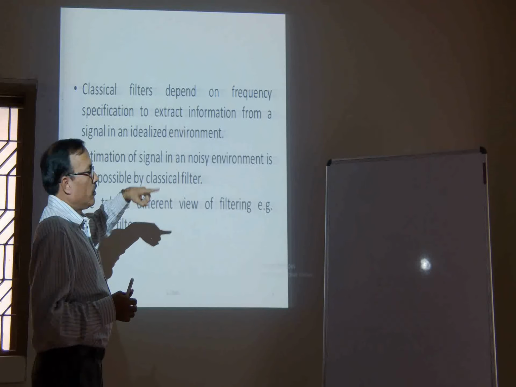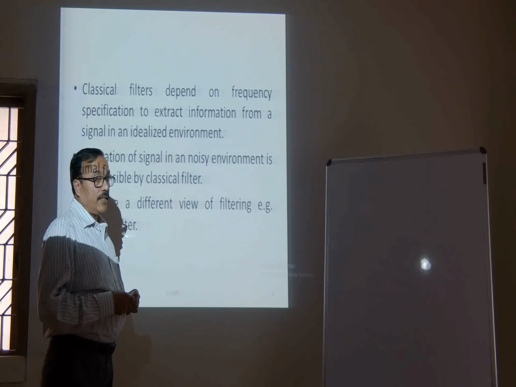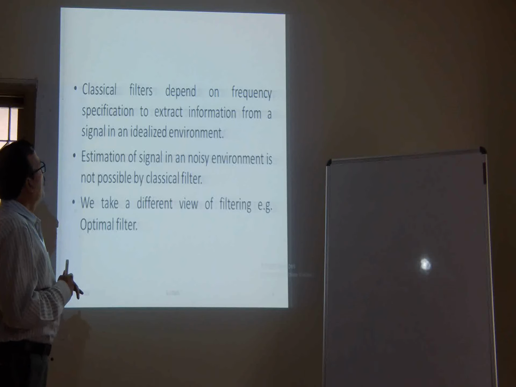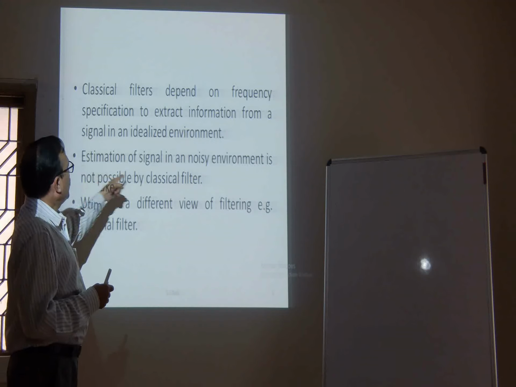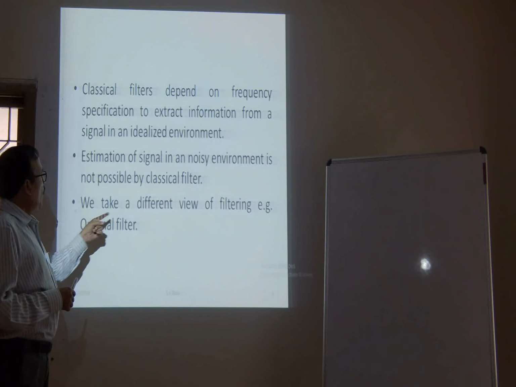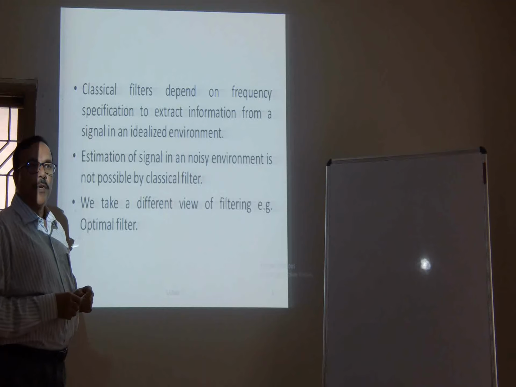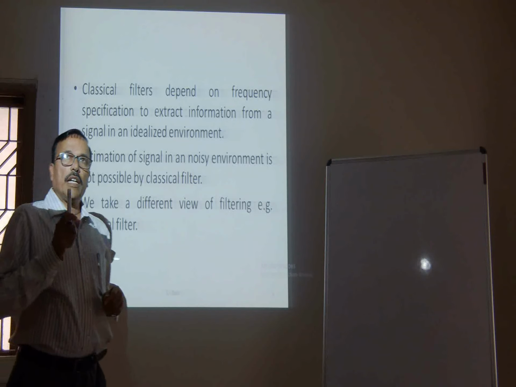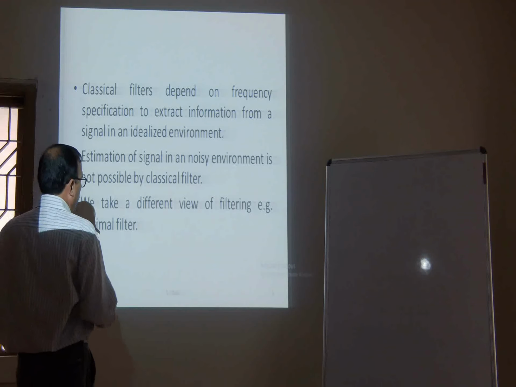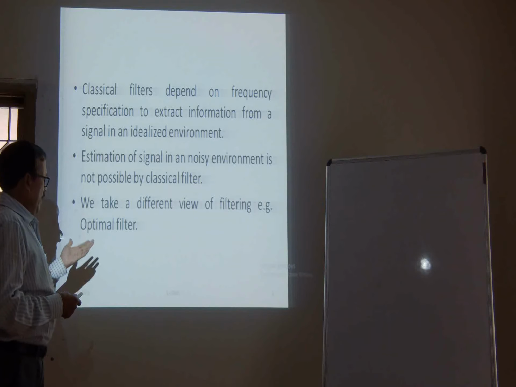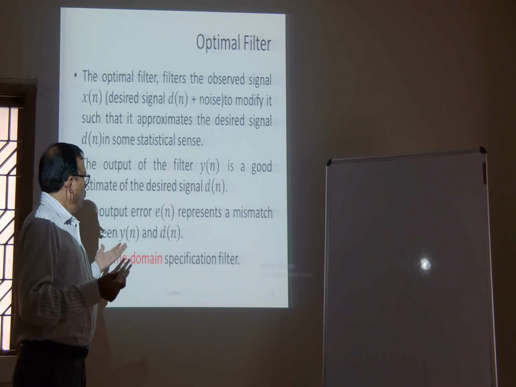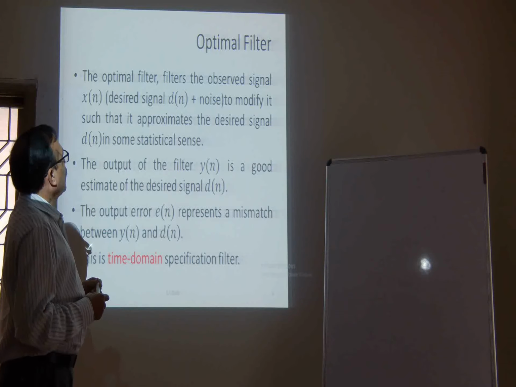If there is noise, it is difficult, and if the SNR is very low, then it is impossible to estimate the desired signal. So estimation of signal in a noisy environment is not possible by a classical filter. So we take a different view of filtering, that is optimal filter. Because the classical filters cannot estimate the desired signal in the noisy environment, we are taking a different filtering technique, that is optimal filter. And the Wiener filter belongs to the optimal filter class.